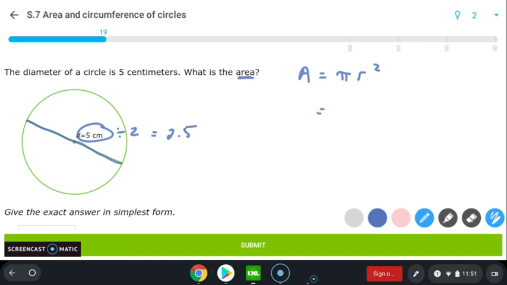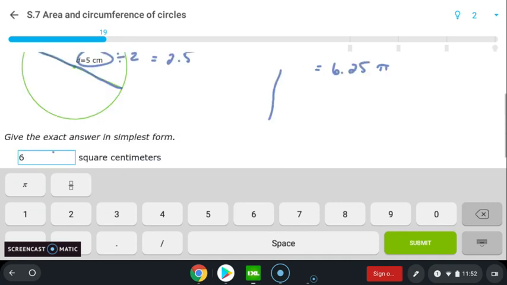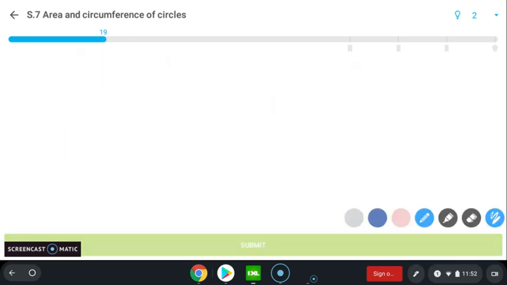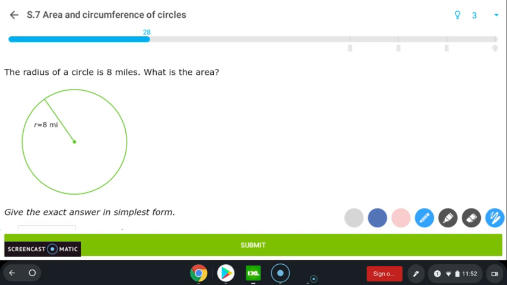And so we're going to have this equals pi times 2.5 squared, which should be 6.25 pi. Let's see if I remembered that square correctly. 6.25 pi. Hurrah! So, having perfect squares memorized can be helpful. Oh, here's an old friend. So, again, same thing. A equals pi r squared. Pi times 8 squared gives us 64 pi.